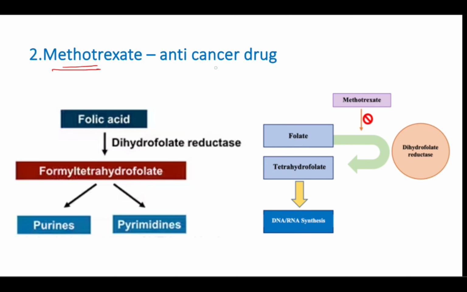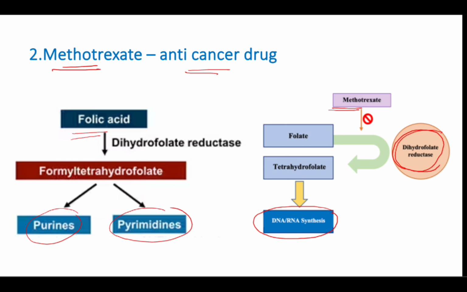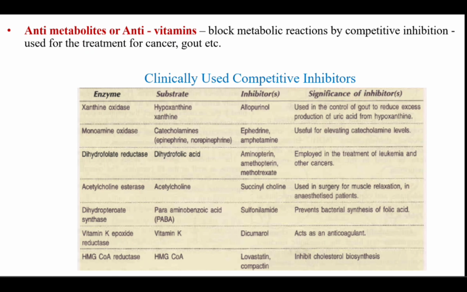Similarly, methotrexate, which is an anti-cancer drug. Folic acid is required for purine synthesis and pyrimidine synthesis, and methotrexate acts as a competitive inhibitor. It inhibits the enzyme dihydrofolate reductase so that DNA and RNA synthesis is inhibited, and therefore it acts as an anti-cancer drug so that cell replication stops. Antimetabolites or antivitamins block metabolic reactions by competitive inhibition and are used in the treatment of cancer and gout.